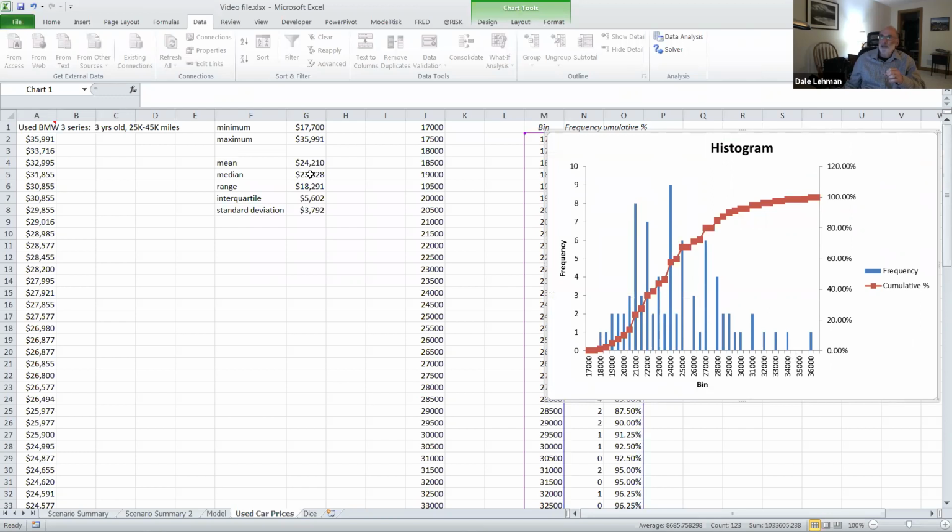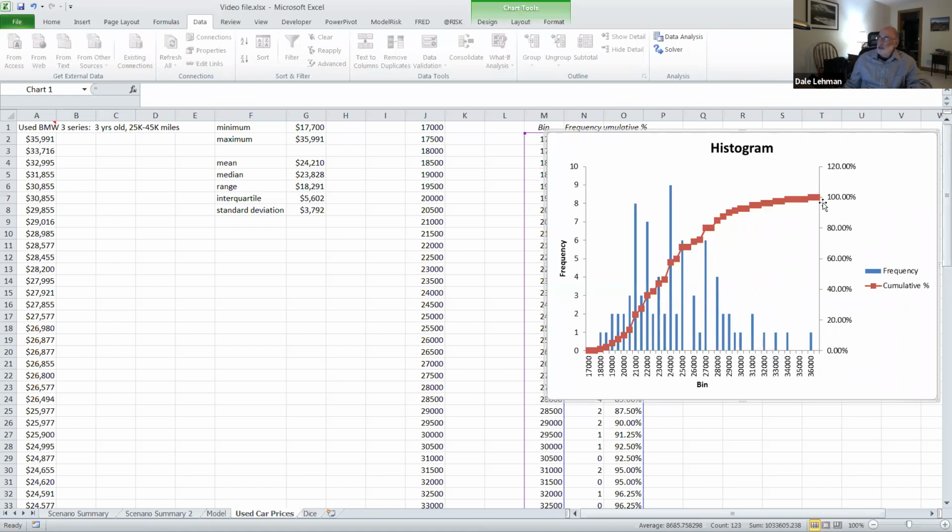We know what the average is. The average is 24,210, so the average is sort of right around here. And there's more values lower than that than higher than that. The median is at 23,800, something a little less than 24,000. So somewhere in here is where half of the data is higher and half is lower.